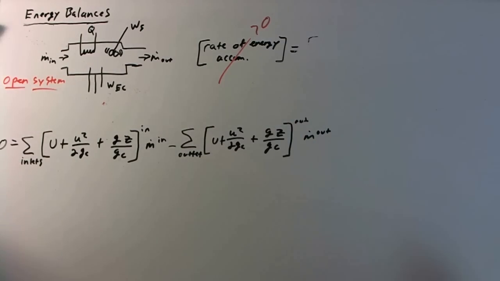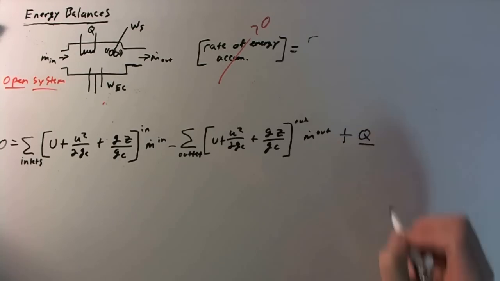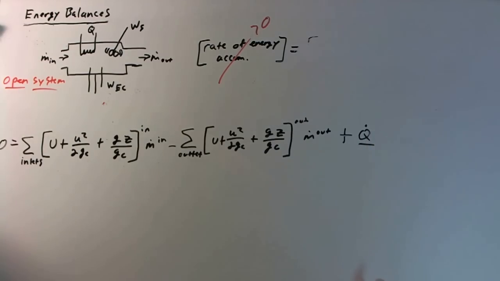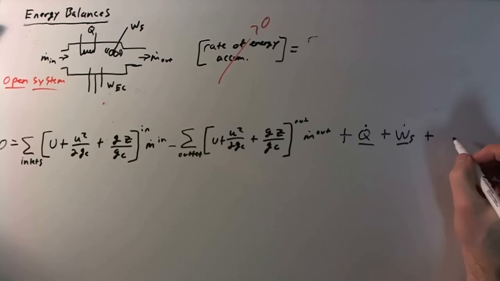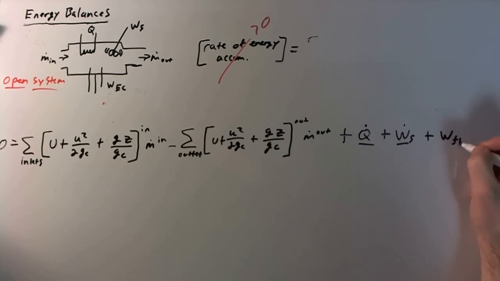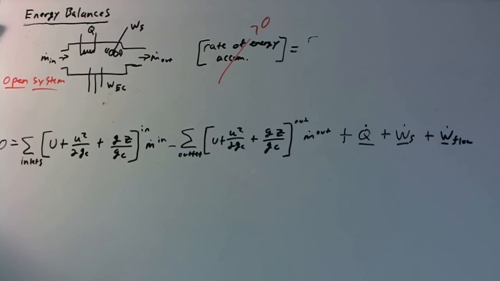Then we have to consider the heat and the work, right? So that's plus Q extrinsic, this is a rate, right, plus the shaft work, plus the work. Now this is different. We have to consider actually the work of the flow of the fluid here through our system, because that's actually going to either add or subtract work from our system.